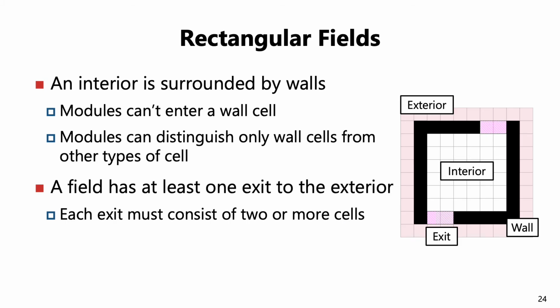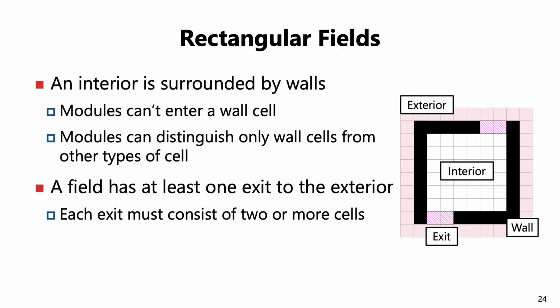This is the definition of rectangular fields. A field is divided into the interior, the exterior, exit, and wall. An interior is rectangular and surrounded by walls, and modules cannot enter a wall cell. Modules can distinguish wall cells from other types of cell, but they cannot distinguish interior, exterior, and exit cells.